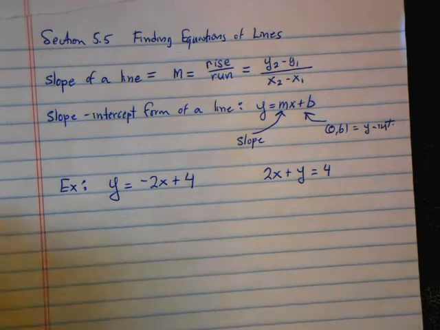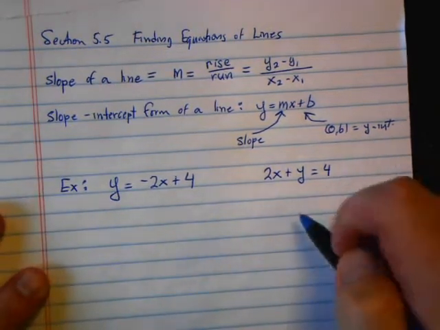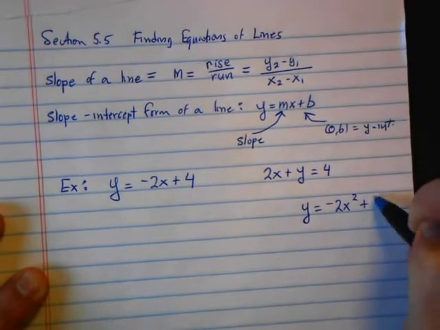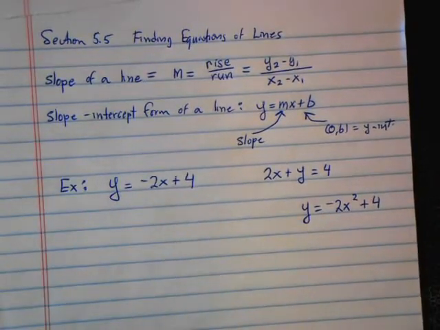I guess what I'm looking for is, what if I wrote this equation? Y equals minus 2x squared plus 4. That's almost exactly the same equation, but you should look at that one and you should say that one is not a line. How do you know that one is not a line? Because it has x squared.